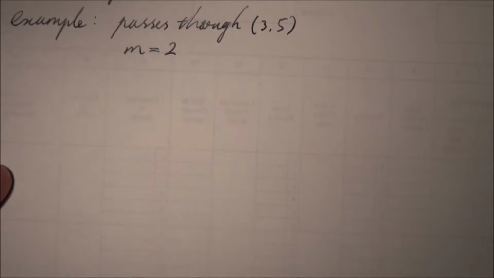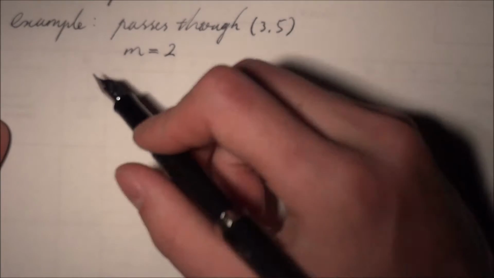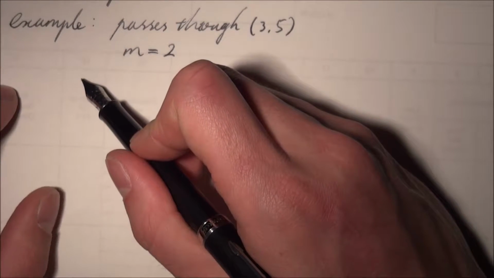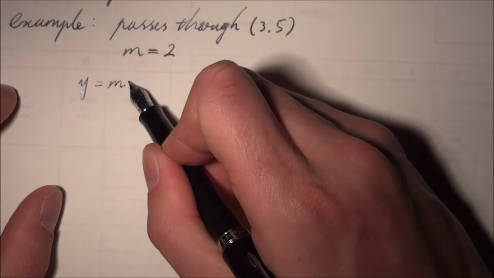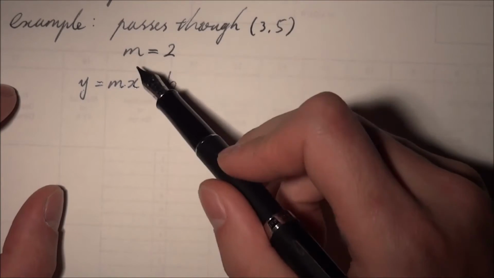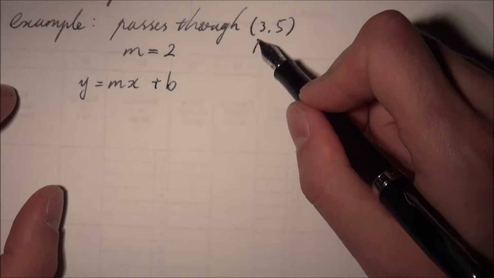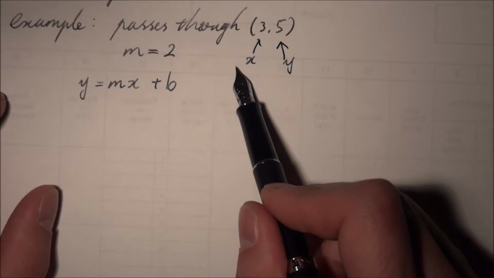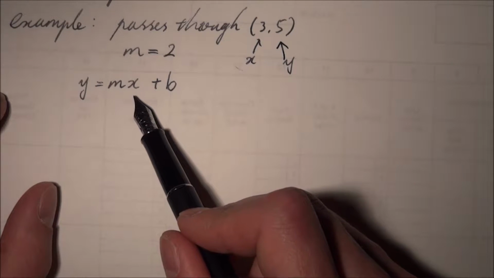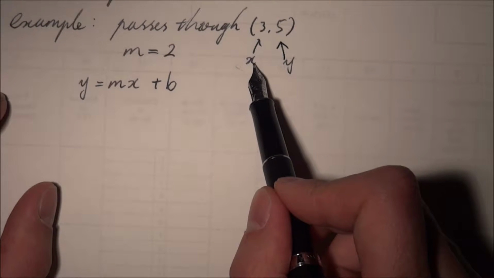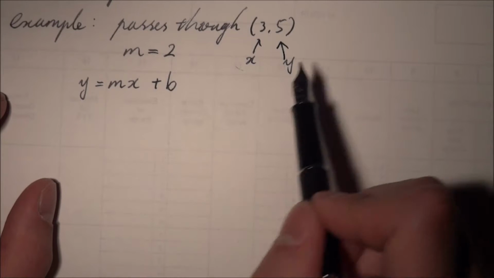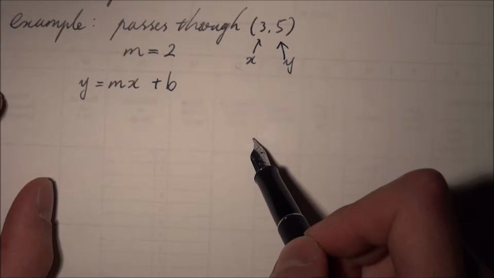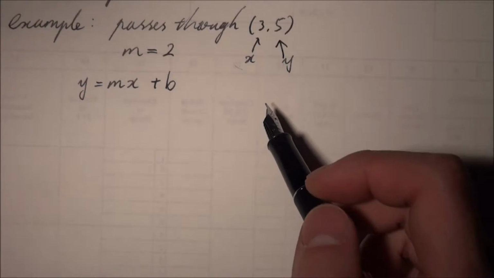So the most straightforward approach is to realize that the default line equation is y equals mx plus b. We have our m here, and we also have our x and y. So the idea is that if we substitute this x into the equation, we'll have to get this y.